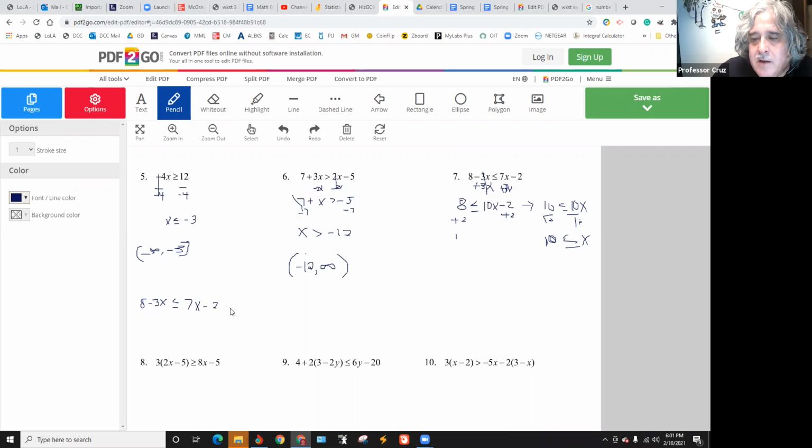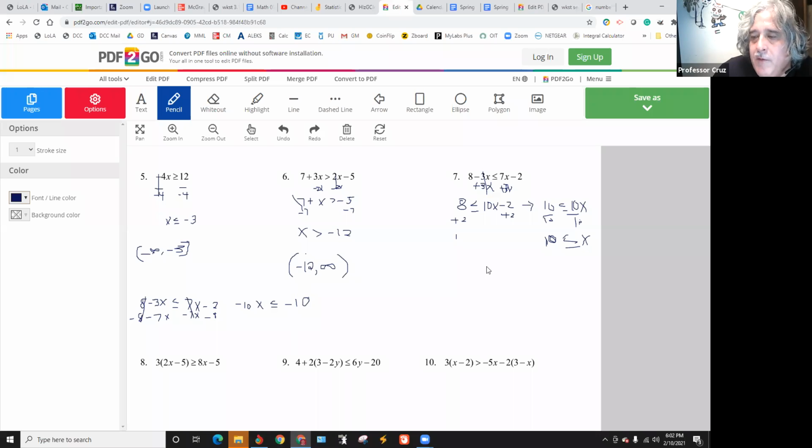Let's say instead of putting my variables on the right like I did over there, I do it over here. All right, and then I'm on to +2. Wait a minute, hold on a second. No, -8. So these are going and those are going. So I got -10x is less than or equal to -10.